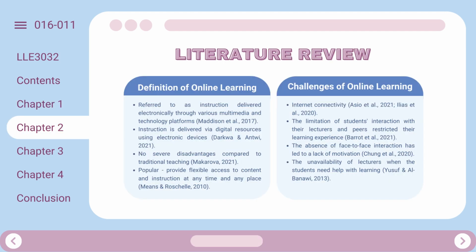Literature review. Definition of online learning. Online learning can be referred to as instruction delivered electronically through various multimedia and technology platforms. Online learning is the instruction delivered via digital resources using electronic devices. In terms of effectiveness, online learning has no severe disadvantages compared to traditional learning. Online learning has also become popular due to its potential to provide flexible access to content and instruction at any time and any place.